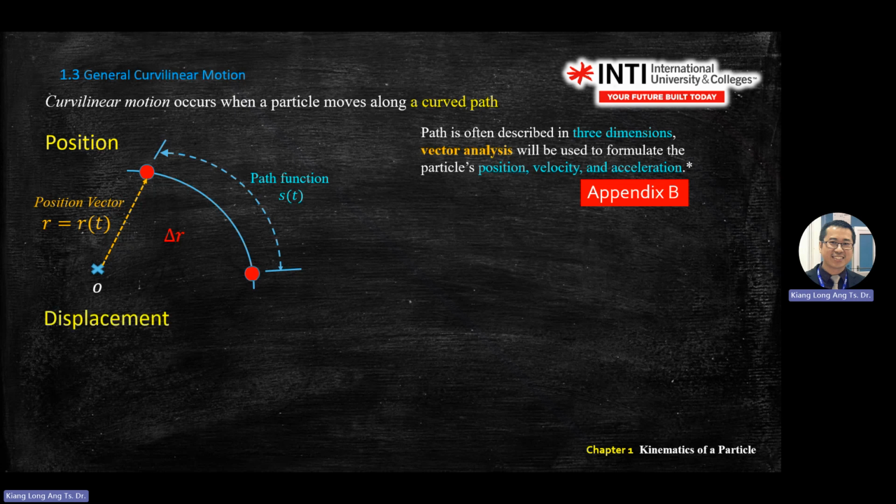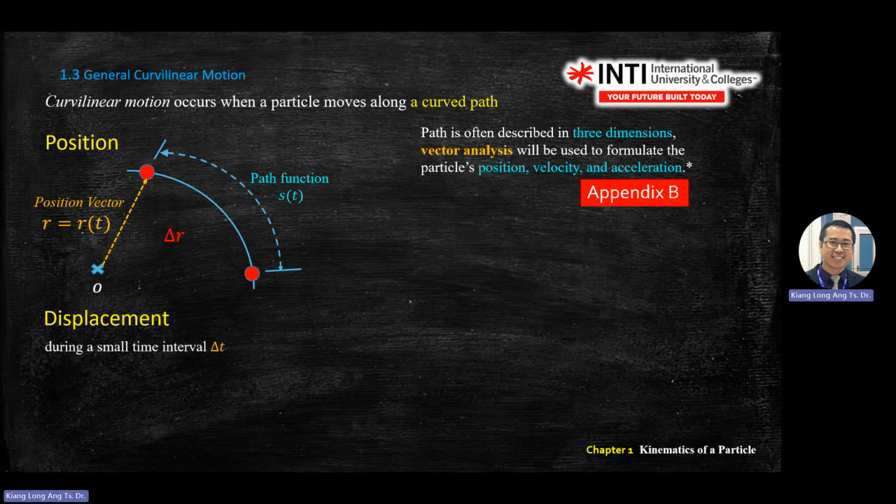Okay, so this is how you define position. Don't confuse the path and the position. R is the position vector. S is a path function.